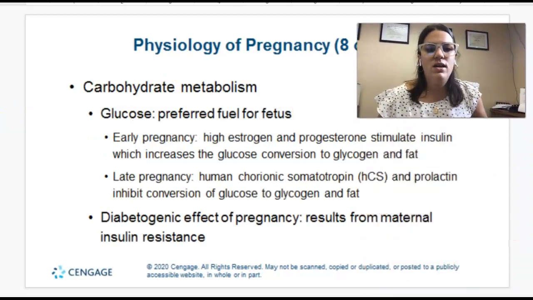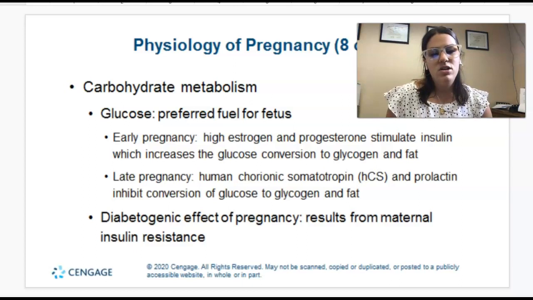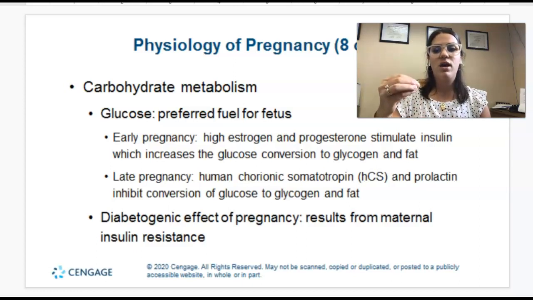So on this slide, we're looking at some changes in carbohydrate metabolism. Just like for most of our organs, glucose is going to be the preferred fuel for the fetus. And remember, glucose is a carbohydrate. So in early pregnancy, there are higher levels of estrogen and progesterone, and that's going to stimulate insulin. Insulin is that hormone that helps us to decrease blood sugar. Okay, so we have to remember that whenever insulin is working, that blood sugar that's hanging out in the blood is pushed into cells. So the actual role of insulin is to help the sugar in the blood go into cells so that it can be broken down for energy.